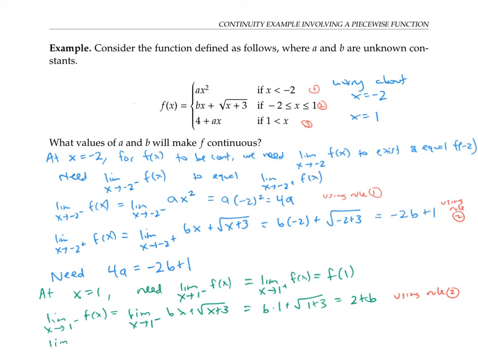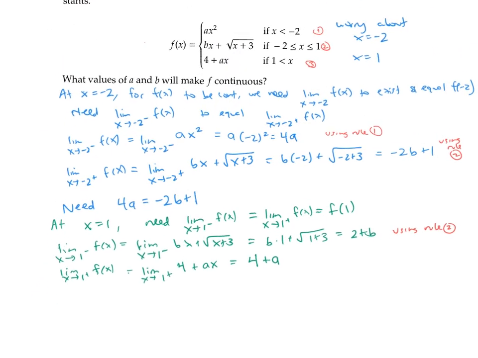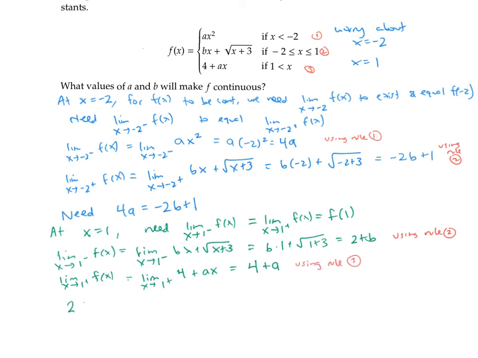To evaluate the limit as x goes to 1 from the right, we need to use Rule 3 in the piecewise definition. So that's the limit as x goes to 1 from the right of 4 plus ax, and evaluating by plugging in, we get 4 plus a. Now we need to set those two limits equal to each other. So we get 2 plus b equals 4 plus a. The left-hand limit has to equal the right-hand limit, which also has to equal the value. But the value, again, we're getting just by plugging in 1 into Rule 2, so that was already the 2 plus b that we got from the limit on the left.